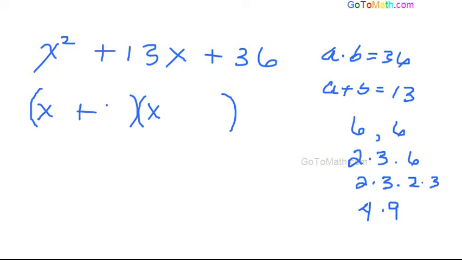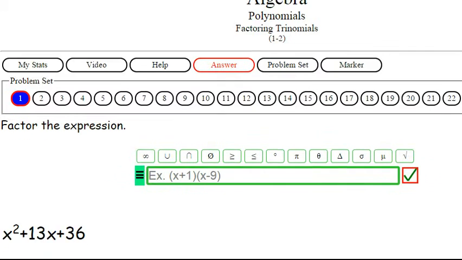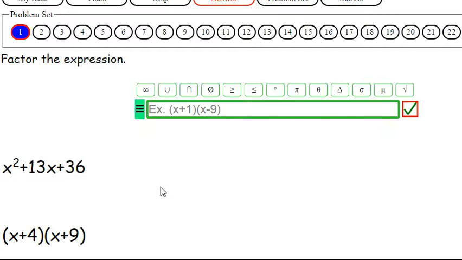You might have been able to do that a whole lot faster. I'm kind of under pressure here. Okay, 4 plus 9 is 13, and 4 times 9 is 36. All right, let's click on the answer there. Yep, x plus 4 times x plus 9.